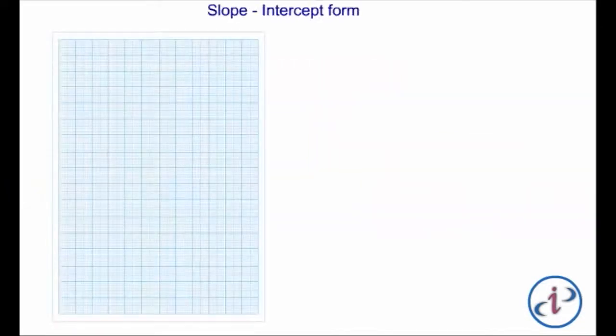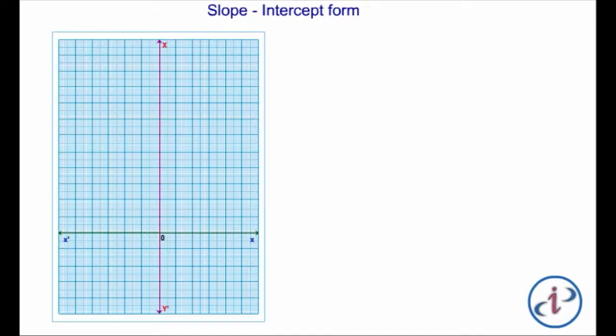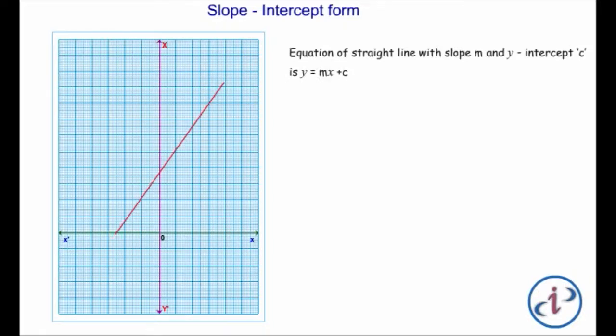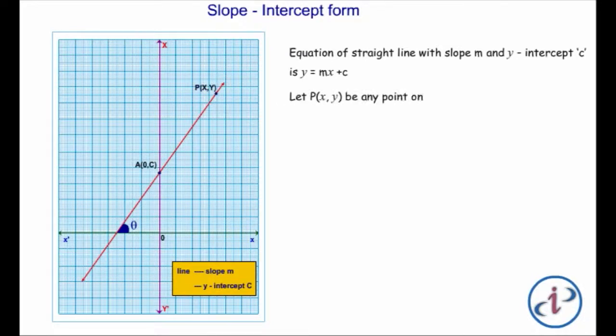Now look at the equation in slope-intercept form. We know that the equation of a straight line with slope m and y-intercept c is y = mx + c. Now consider a line L with slope m and y-intercept c, and let theta be the angle made by the line with the positive direction of the x-axis. We see that the line cuts off an intercept c on the y-axis, and hence the line passes through the coordinate A (0, c). Let P (x, y) be any point on the line.